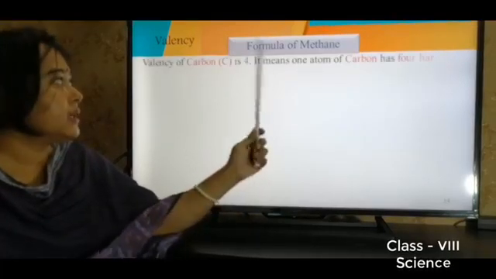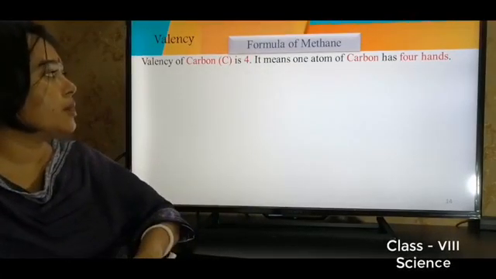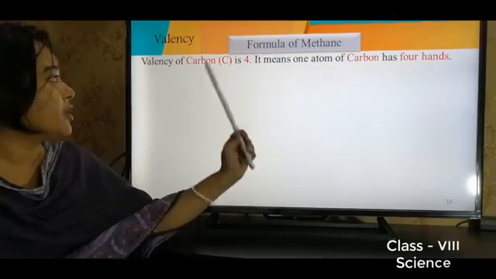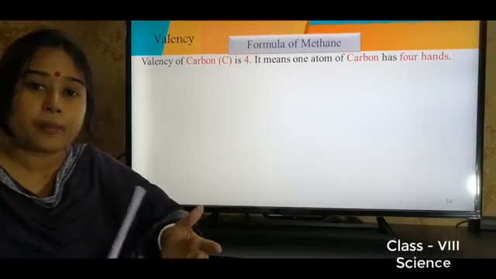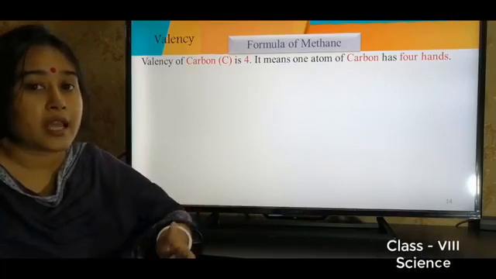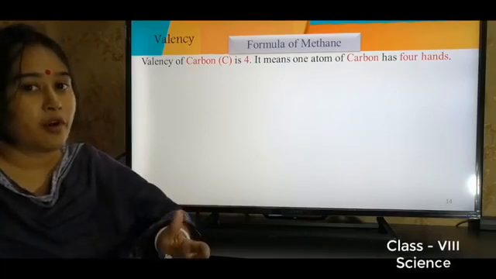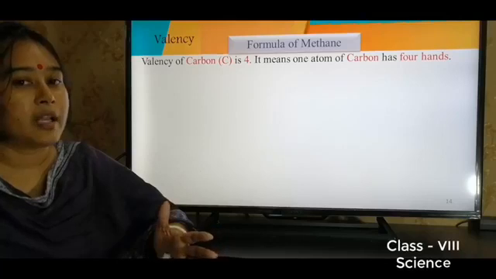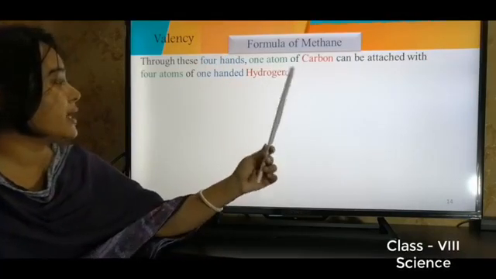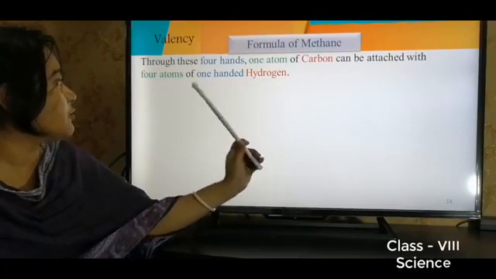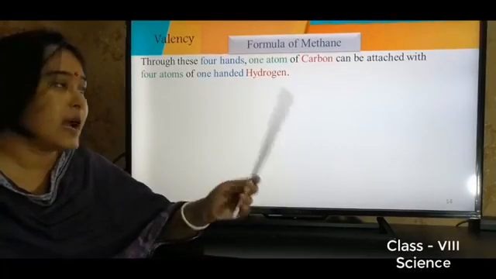Another example we can consider here is the formula of methane. The valency of carbon is 4. How many hands can we consider that carbon has? 4 hands, because the valency of carbon is 4. Through these 4 hands, one atom of carbon can be attached to 4 atoms of one-handed hydrogen.